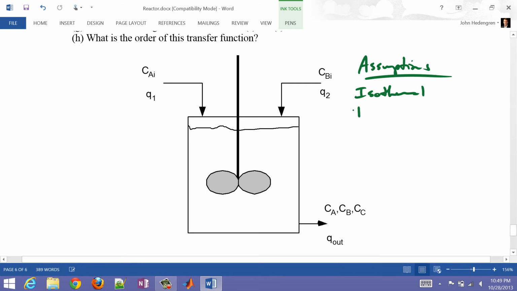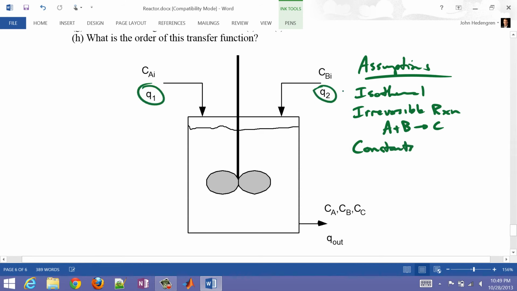Okay, so we also have an irreversible reaction that is A plus B goes to C. So that's another one of the assumptions. Now let's write out our constants again, just to be clear. I'll circle those: Q1, Q2, and Q out. We also had V as well. And then also, we didn't mention this in the problem, but let's assume that K1 from our reaction rate expression is also going to be constant.